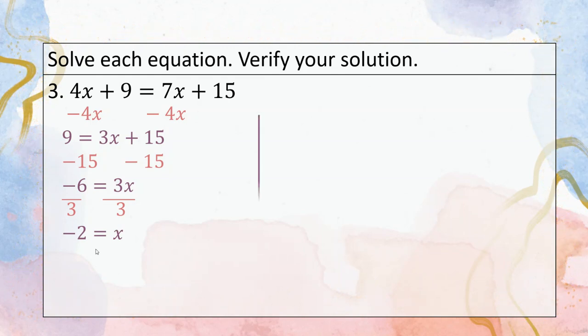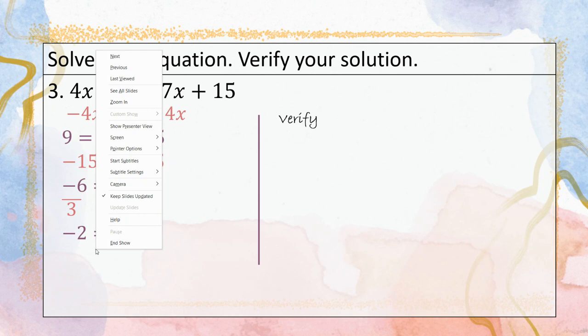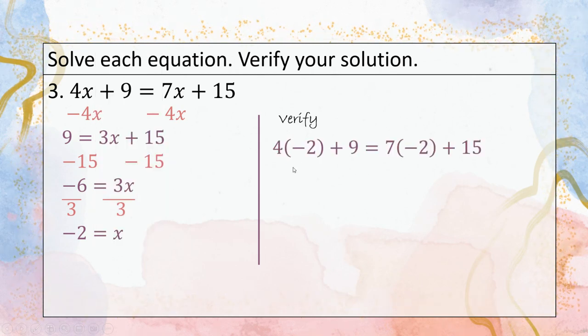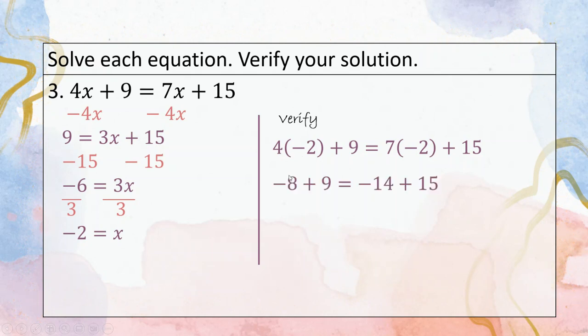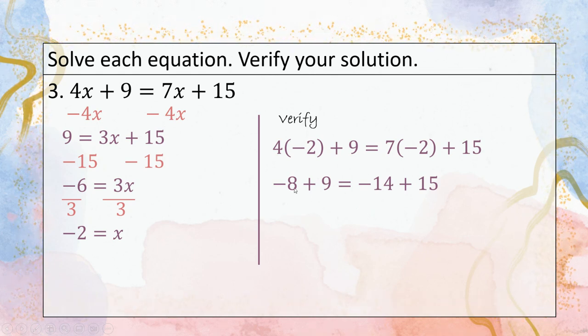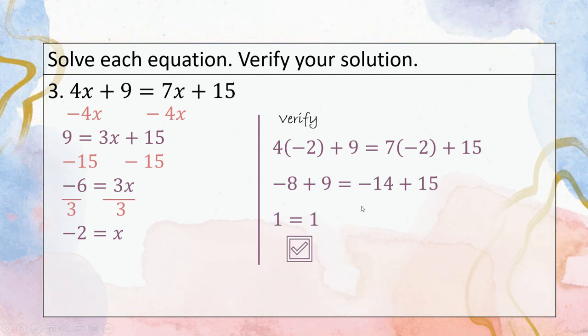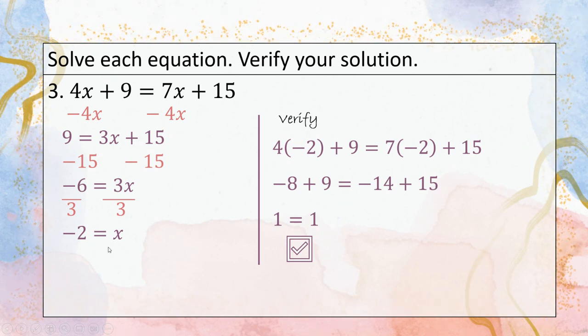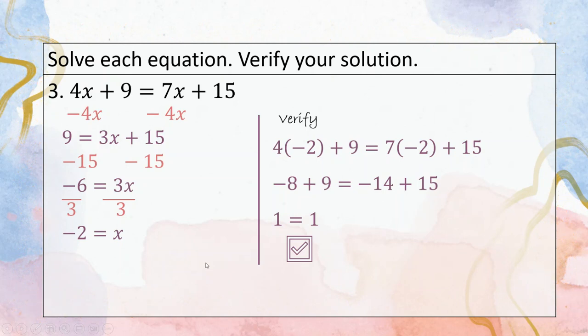To verify, we're going to substitute negative 2 in for x in the original equation. Multiplying 4 times negative 2, we get negative 8. 7 times negative 2 gives us negative 14. On the left, negative 8 plus 9 gives us 1. Negative 14 plus 15 also gives us 1. So x equals negative 2 is our solution.